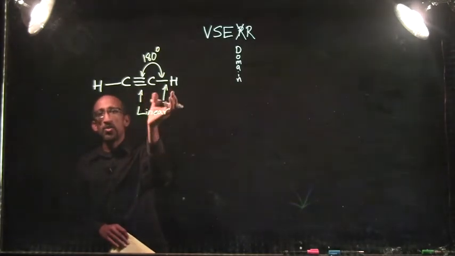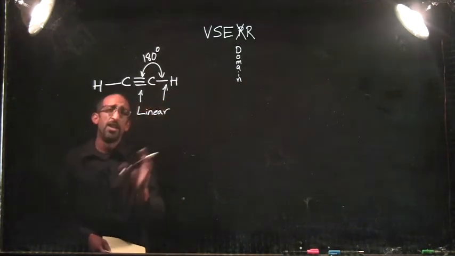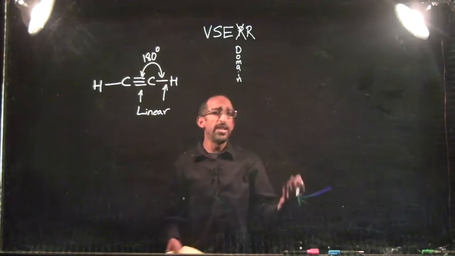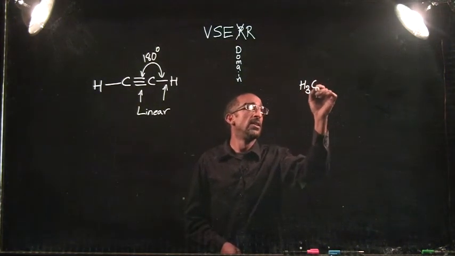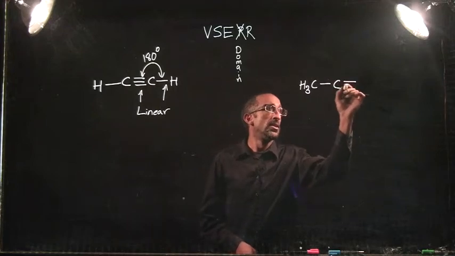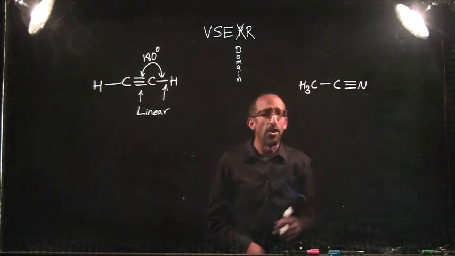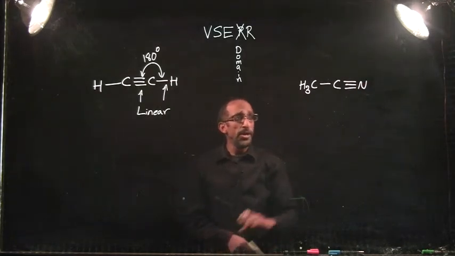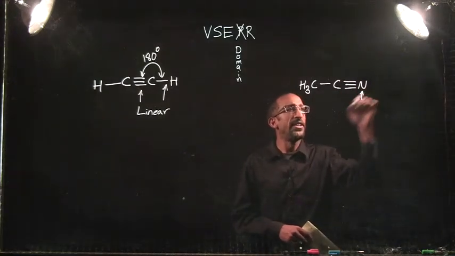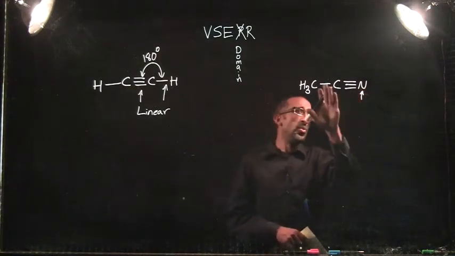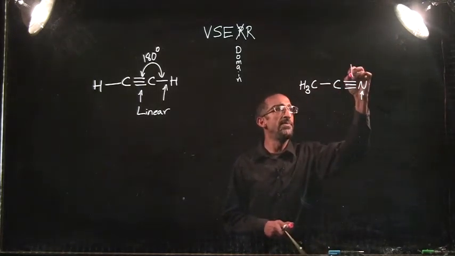Now here we're looking at 2 bonding domains. Let's take a look at an example of a bonding domain and a non-bonding domain. And a great example for that is going to be acetonitrile. So here we have the structure of acetonitrile, which is a common solvent in the organic laboratory. And I want to take a look at the geometry around this nitrogen atom. So we have a triple bond to this carbon, which gives us 1 electron domain.